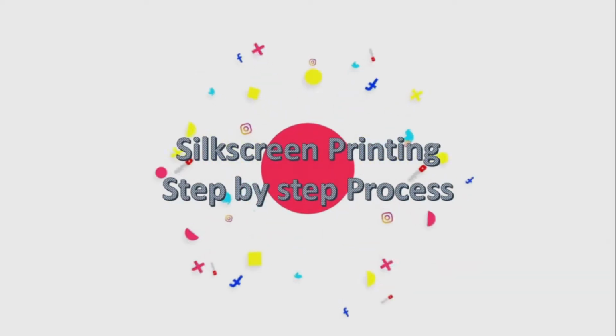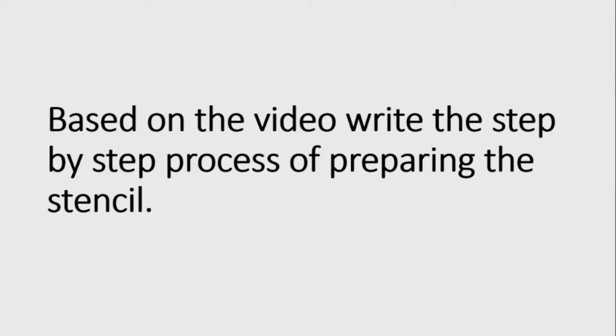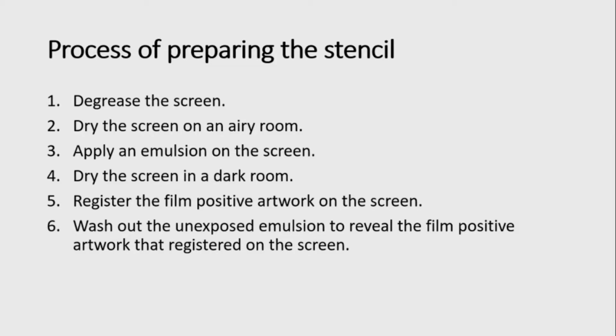The step-by-step process in silkscreen printing. Number 1. Based on the video, write the step-by-step process of preparing the stencil. To prepare the stencil. 1. Degrease the screen by removing the dust particles using soap, scrub and water.